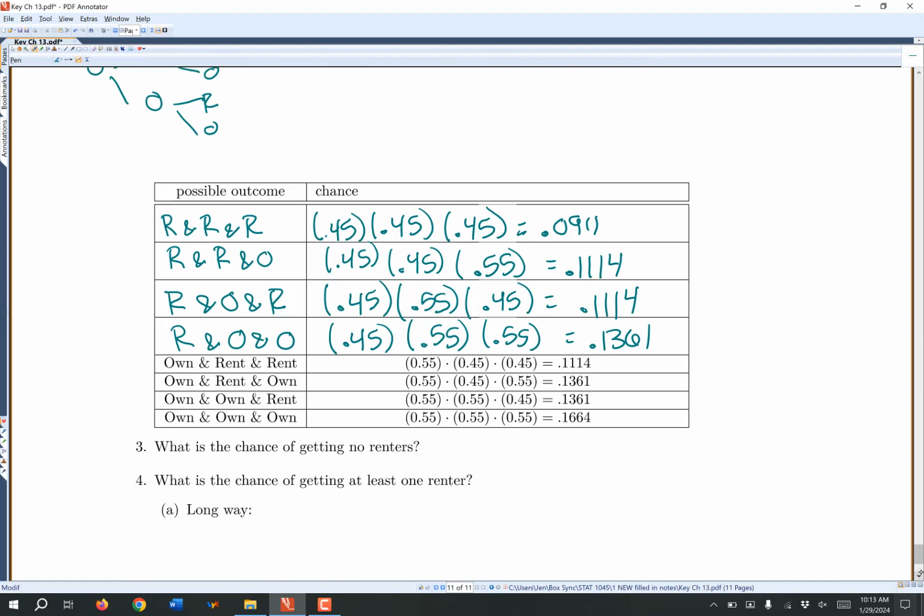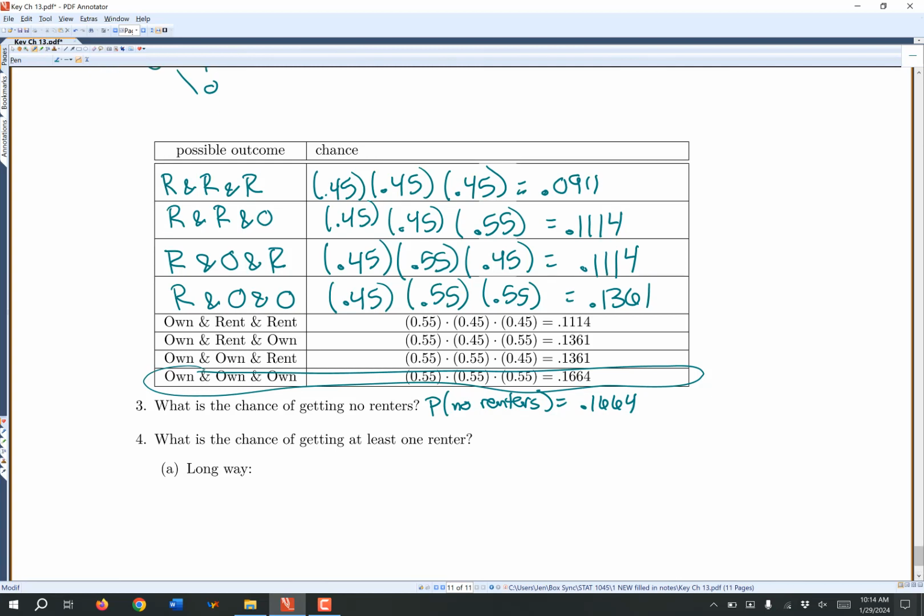Let's see, part 3 as an intermediate step is what is the chance of getting no renters? Okay, so no renters is, let's see, own and own and own, that's the only thing that has no renters. So 0.1664. Now for number 4, it says, what is the chance of getting at least 1 renter?